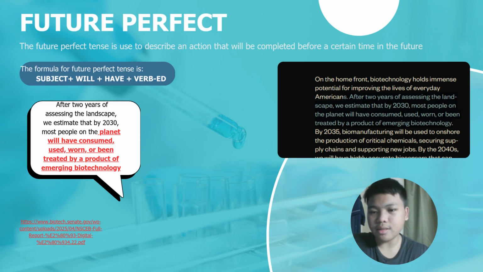After 2 years of assessing the landscape, we estimate that by 2030, most people on the planet will have consumed, used, worn, or been treated by a product of emerging biotechnology. So you can see here, I made a mistake and didn't highlight the correct subject. The correct subject is supposed to be most people on the planet. Will have consumed, which is a verb with ed, consumed, used, worn or been treated by a product of emerging biotechnology. That's the only example that I was able to find for future perfect tense.